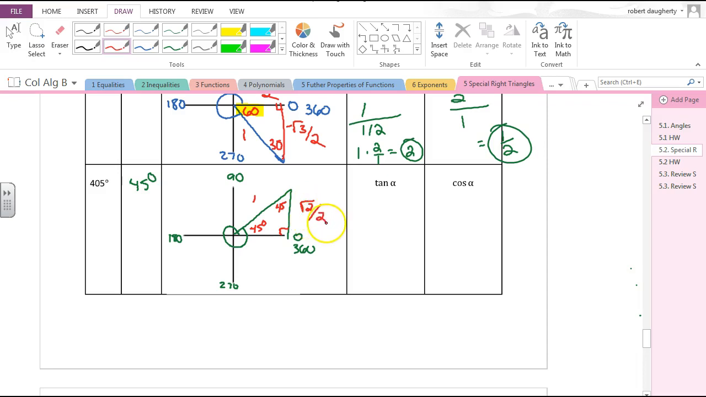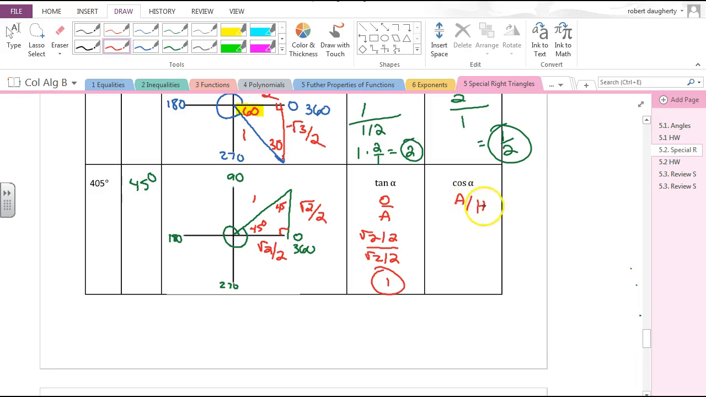What's the value of the other two sides? Yeah, square root of 2 over 2. Square root of 2 over 2. Are they both positive or negative or what? They're both positive. So what's the definition of tangent? Yeah, opposite over adjacent. So that's square root of 2 over 2 divided by square root of 2 over 2, which is 1. Okay.